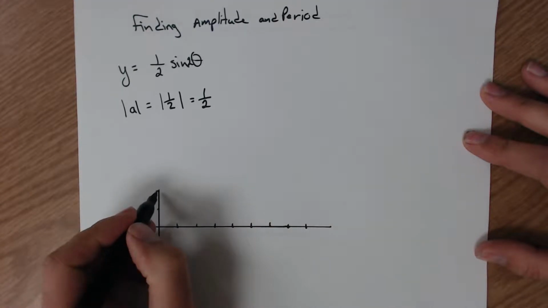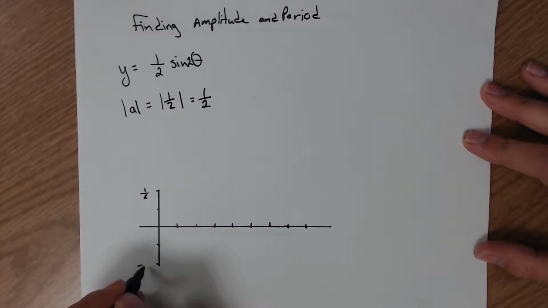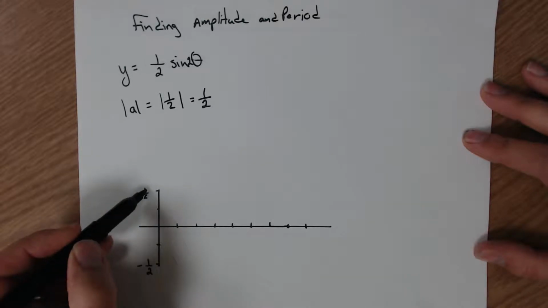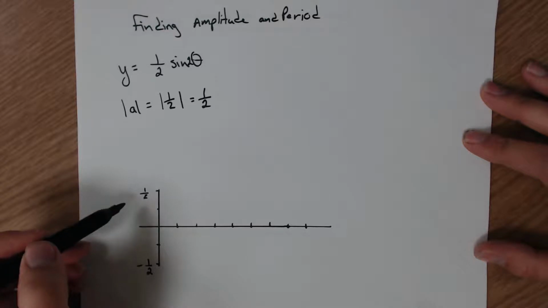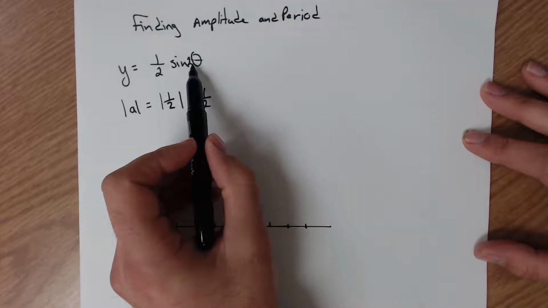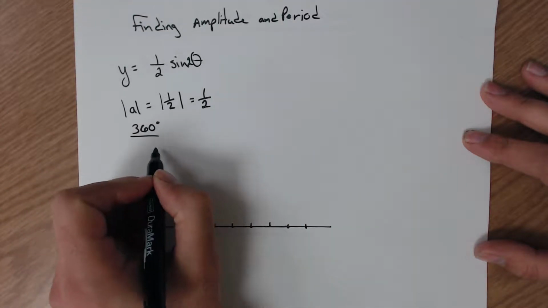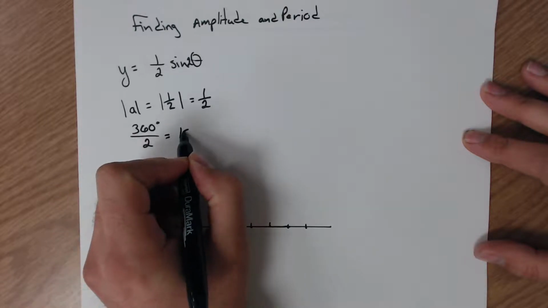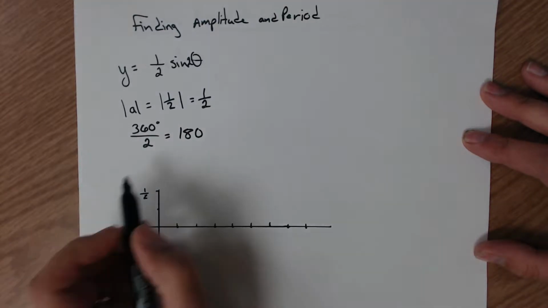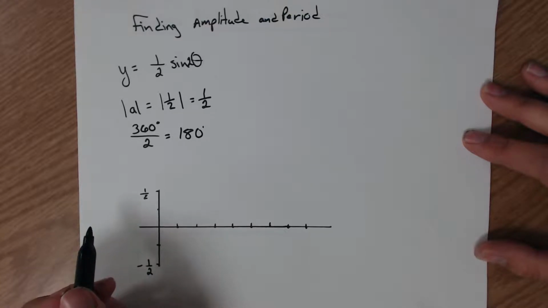That means we go up. I like to label that one 1/2, and this one down here is going to be negative 1/2. The amplitude just shows us how high and how low we're going to go on our graph. Then we're going to look at this 2 in here. We're going to stick with degrees for now. 360 degrees divided by 2 gets me 180 degrees. So that means that our whole cycle is going to happen within 180 degrees.